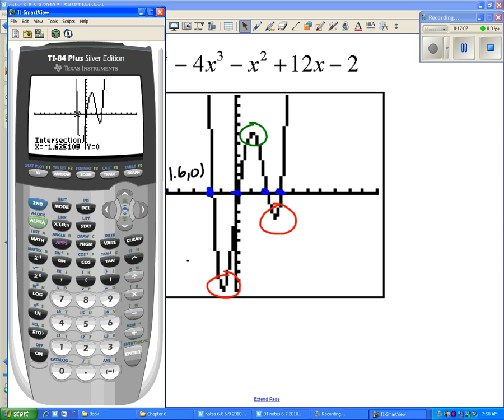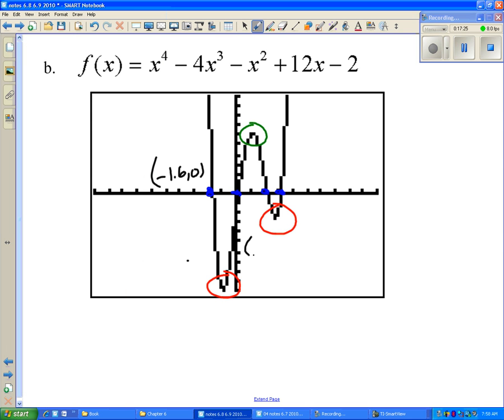Go back to my calculator. Second trace to go to calc. Number 5 is intersection. First curve, second curve. Arrow over to this point. It looks to me like it's 0, 0.170. Oh, so close, but yet that's still a different number. So this is 0.170.